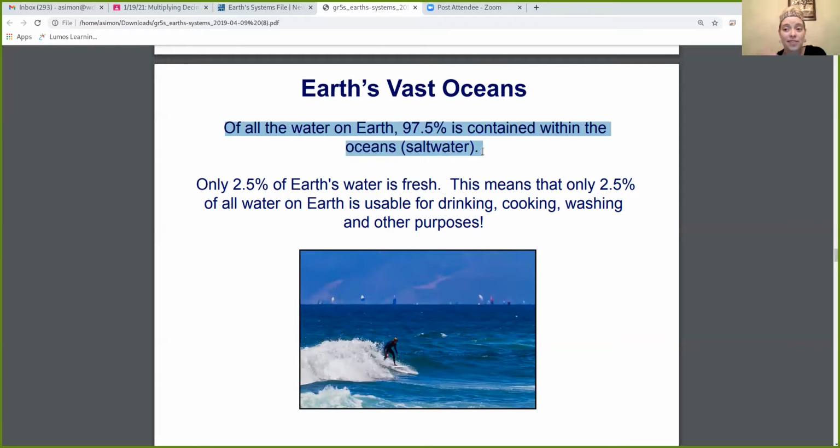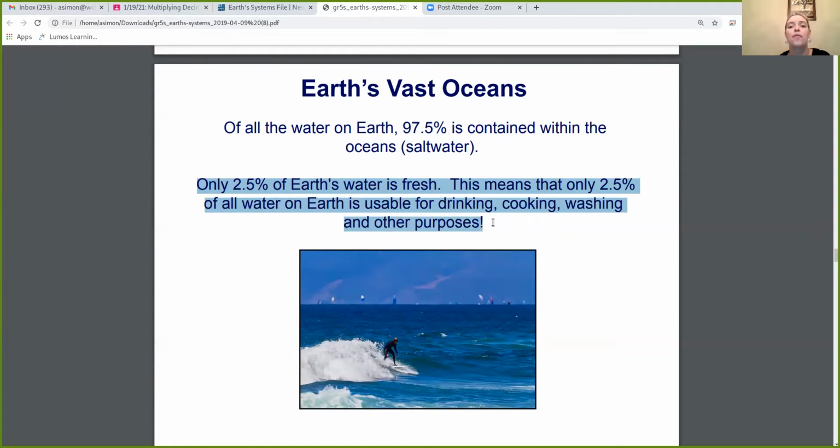But since the oceans have 97.5% and that's all salt water, if we think about that, guys, we can't use salt water. We don't use salt water to cook, to clean, or to drink. So that means only 2.5% of Earth's water is fresh. This means that only 2.5% of all water on Earth is usable for drinking, cooking, washing, and other purposes. That's kind of shocking. The water that we use and drink every single day is only 2.5% of all of the water on Earth. Go ahead and add that to your notes.